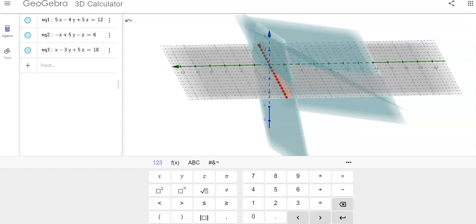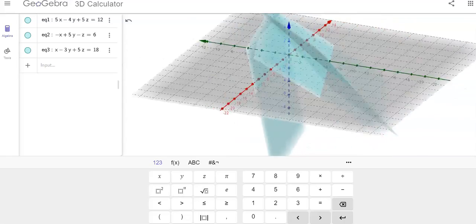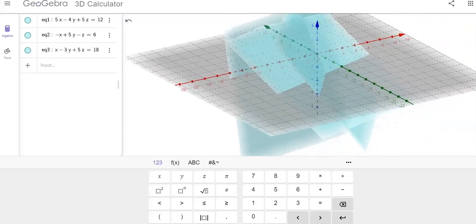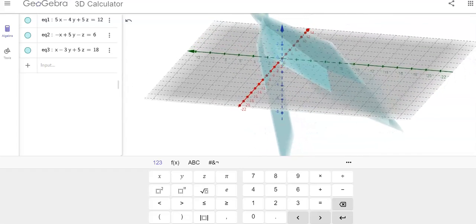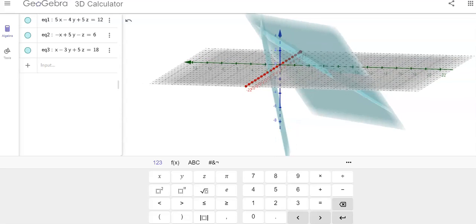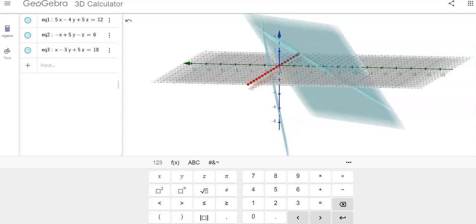And right now when I look at my graph, somehow it's not loading for me. Oh, there she goes. So now when I rotate this thing around, you got to kind of play with it to get the right spot. But it looks to me like they're crossing somewhere right up in here. Somewhere right up in there.